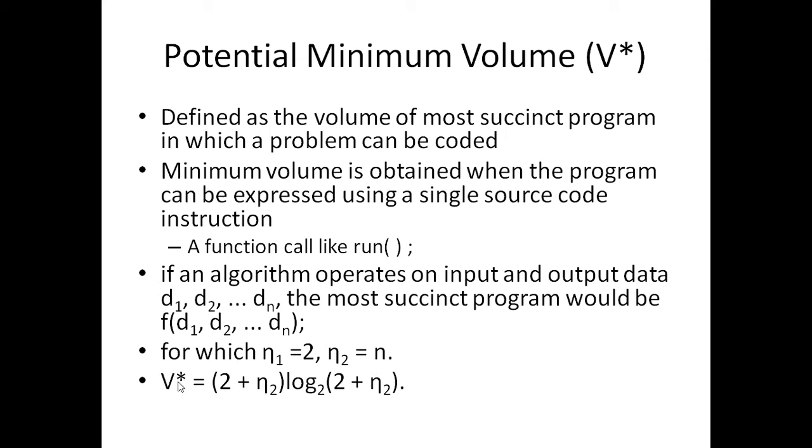So volume can be calculated as V star equals (2 plus eta 2) log2 (2 plus eta 2). Here 2 plus eta 2 is the total length. So this will be the potential minimum volume of that program.